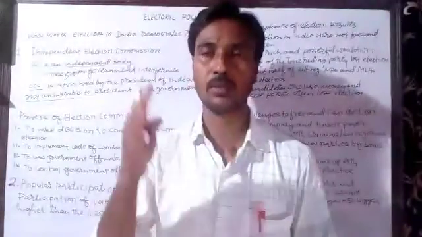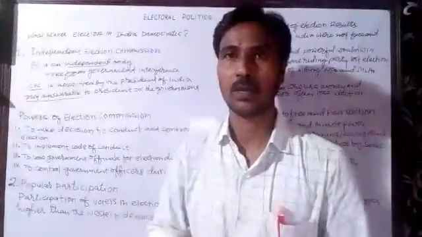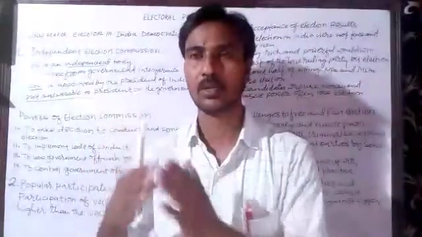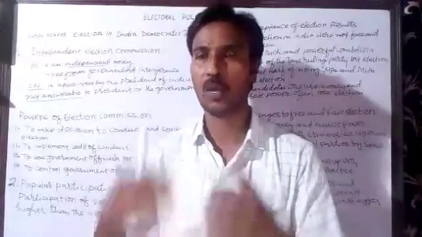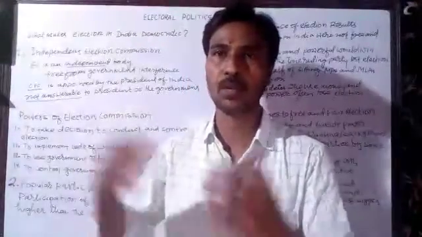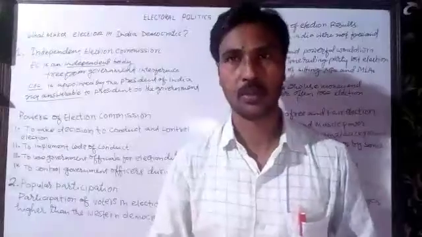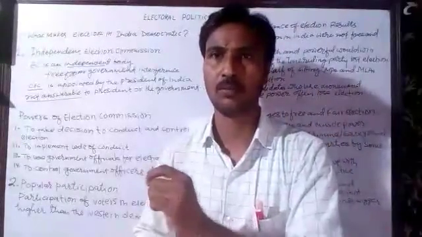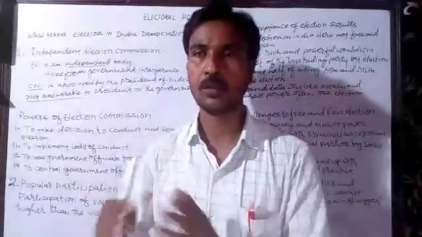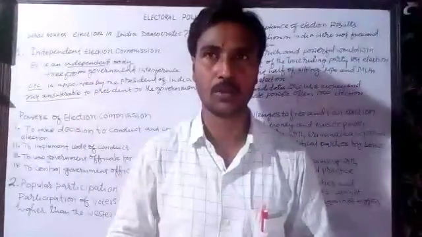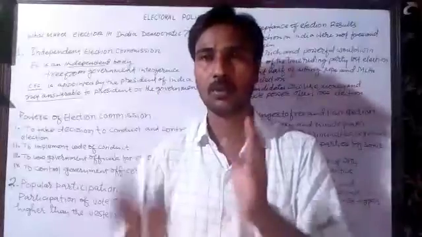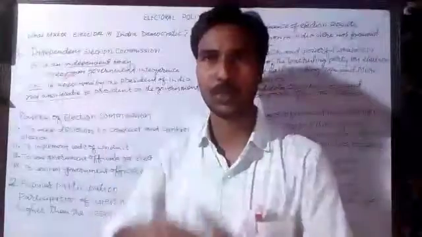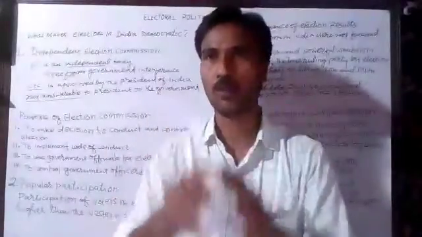Now what is the problem if it is under the control of the government? If it is, definitely the sitting party, the ruling party, the government in power, will try to bring the result in their favor. So there will be most of the chances for the ruling party to win by controlling the Election Commission. But here we see that the Election Commission is free from the control of the government, and therefore there is no chance that the ruling party can influence the Election Commission and bring the election result in their favor. I hope you understand.